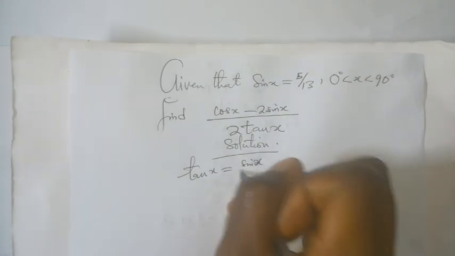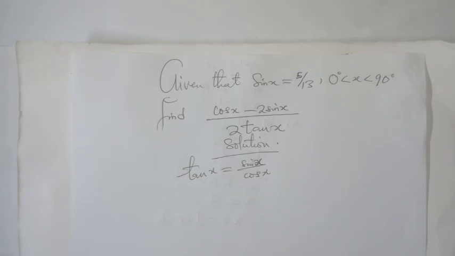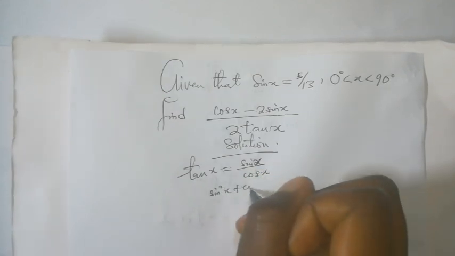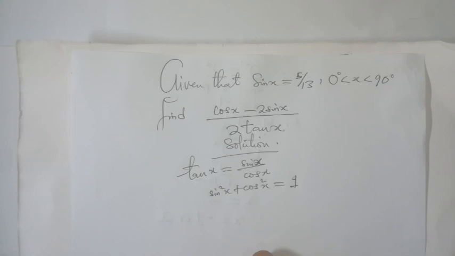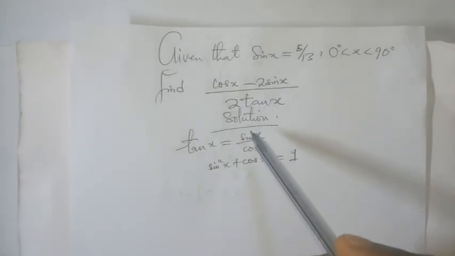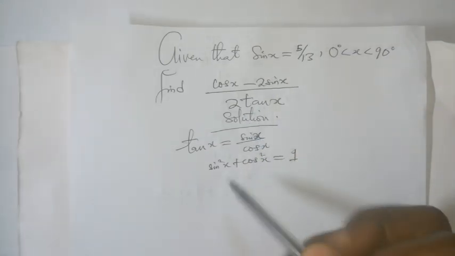Sine x all over cos x. You get it? And we also know that sine square x plus cos square x is equal to 1. You get it? So we already have sine x, so let's try and get cos x.